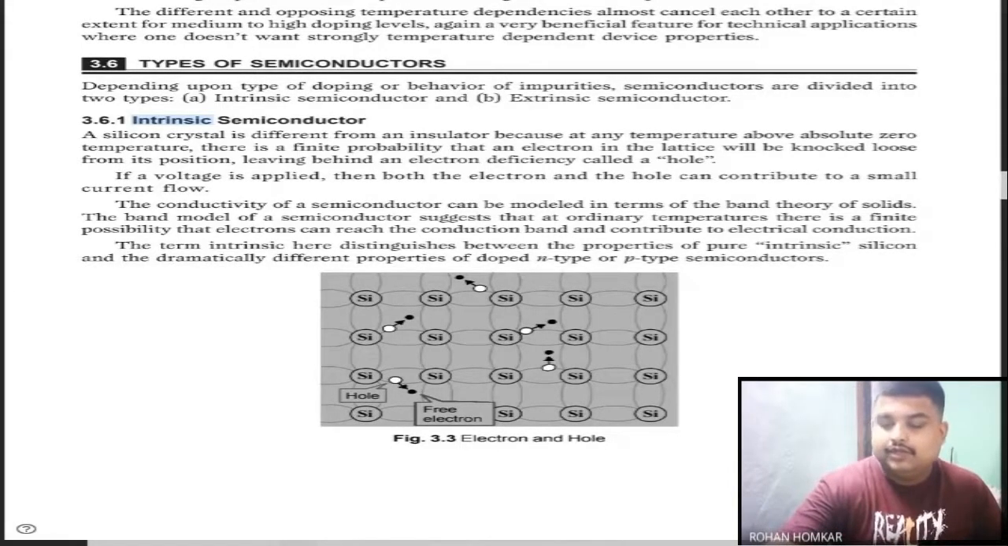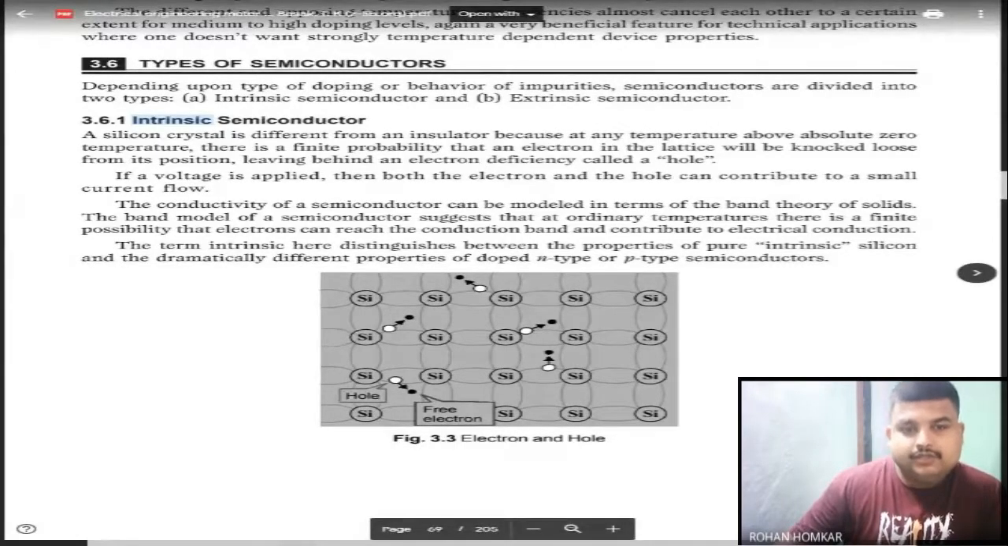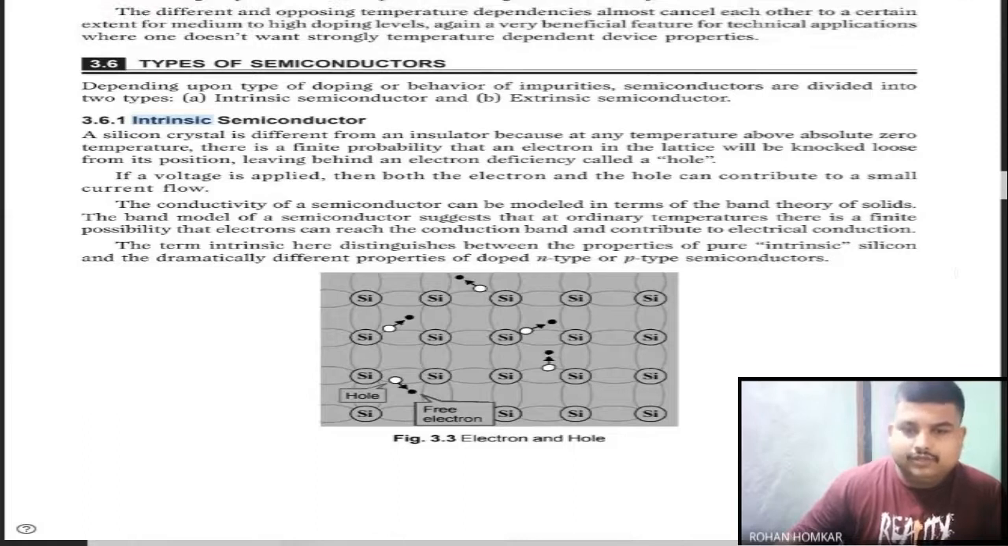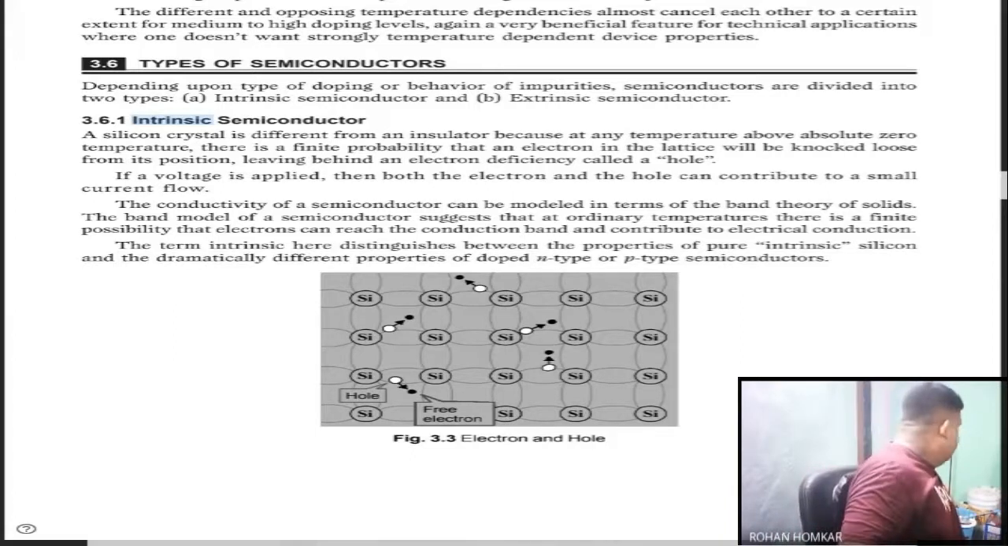Okay, so current flow is possible, and because of which you can experience that a pure semiconductor is just doing the flow of electrons only for the amount of holes, if there are any, and those are thermally generated, so no extra electron-hole pairs are possible.